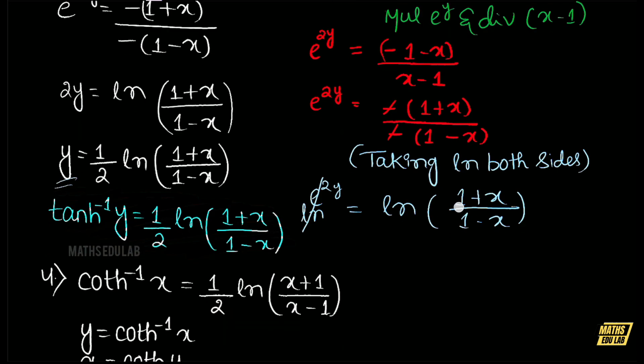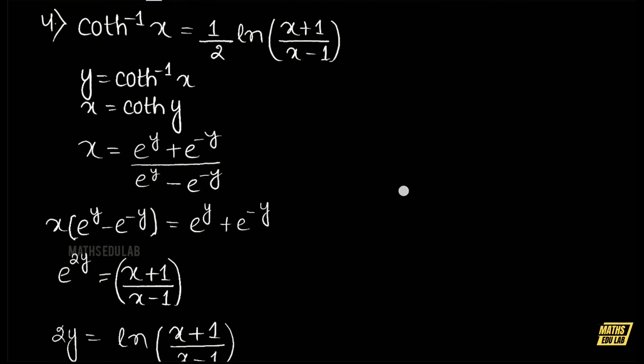Then the fourth one is about coth hyperbolic inverse of x, and we have to prove that the value of coth hyperbolic inverse of x is equal to half ln of (x plus 1) by (x minus 1). The same step we will take here. That means coth hyperbolic inverse x will be equal to y, and the x value will be coth hyperbolic y. We know the formula of coth hyperbolic x.